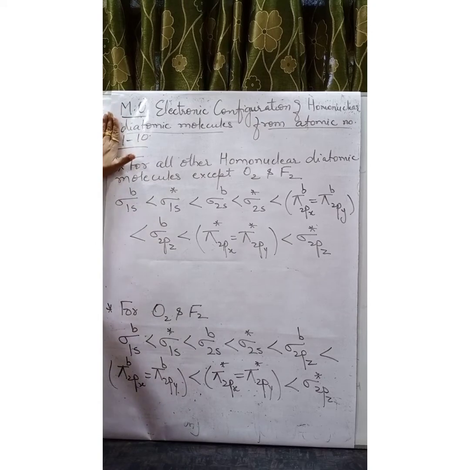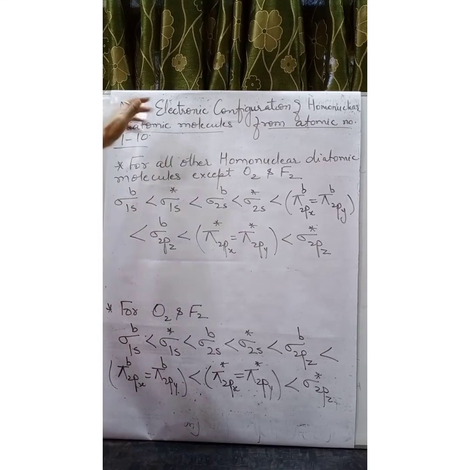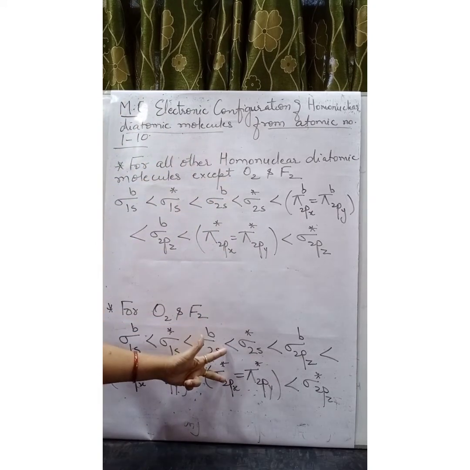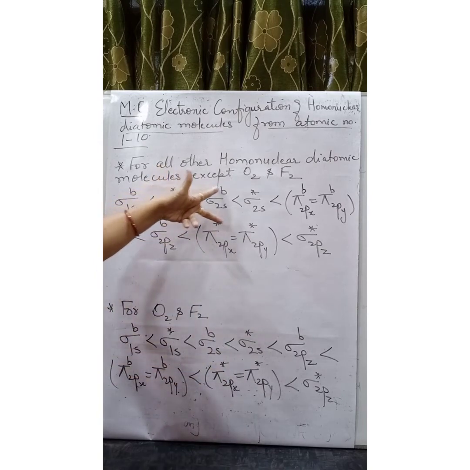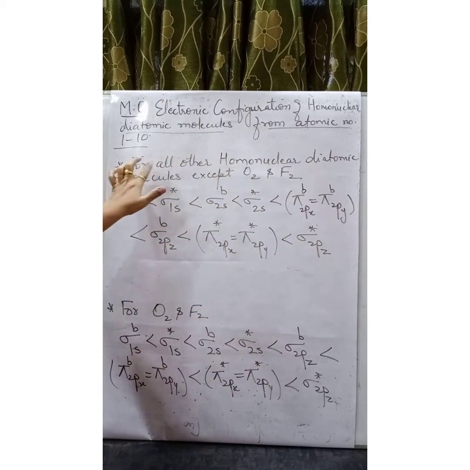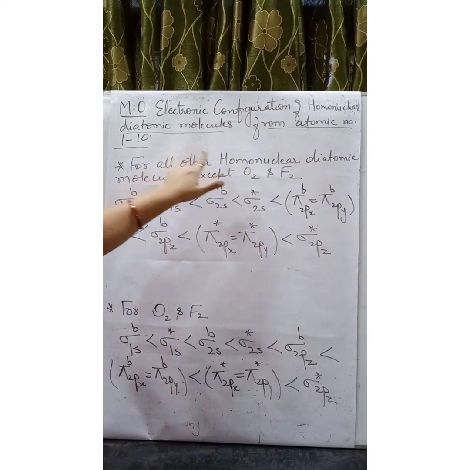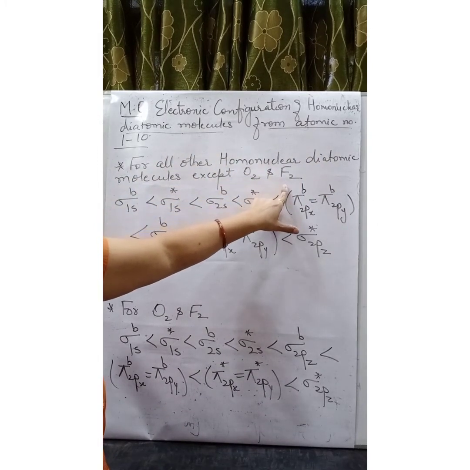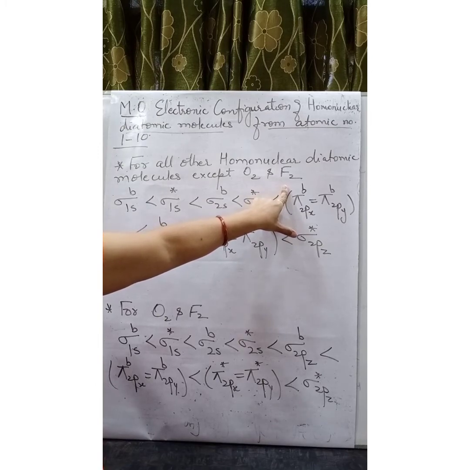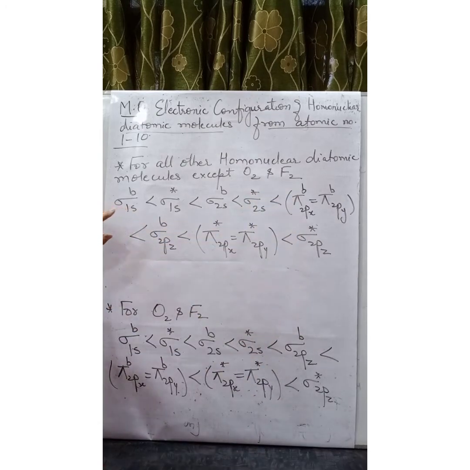Now for homonuclear diatomic molecules, we have to follow two sets of configurations. The one electronic configuration is for all the other homonuclear diatomic molecules except oxygen and fluorine. Since oxygen and fluorine are highly electronegative, they follow a different electronic configuration. Now see here.